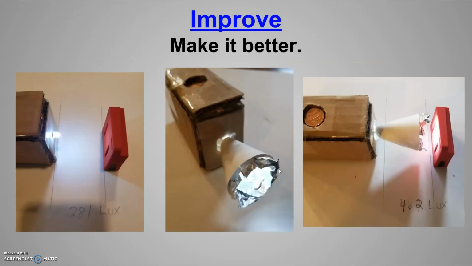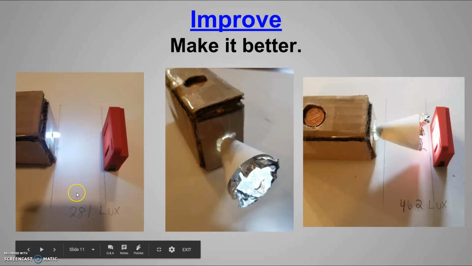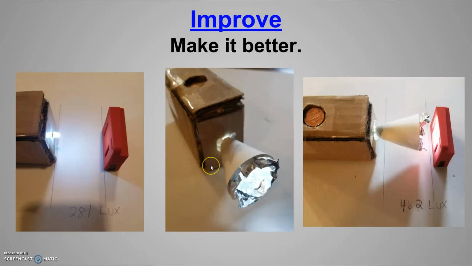The last step of the design process is to improve, make it better. We decided to use our sensor tag to measure the light output of our flashlight, and you can see over here that we had 281. Then we came up with the idea of building a cone, lined with aluminum foil, to see if we could improve our light output. We retested it with the sensor tag, and we came up with 462. So we were able to make an improvement upon our prototype.